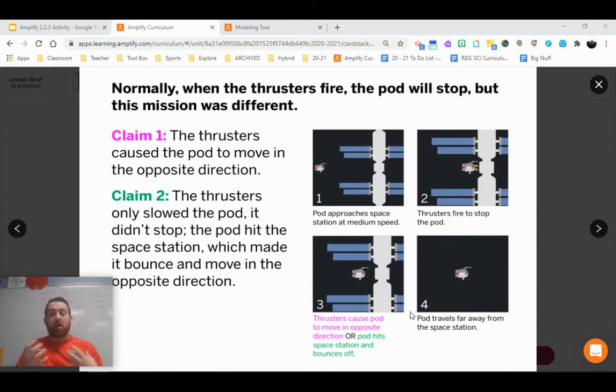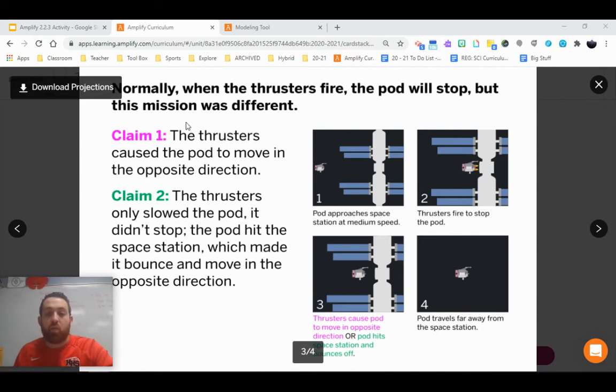So we are going to have to figure out how we're going to use this information, how we're going to connect all these big pieces so that we can model to our space team, "Hey, based on what we know, here's what could have occurred." And we're going to be using our modeling tool to show how we could model claim one and claim two and how both of these claims could have come to be. So let's go ahead and look at how we're going to model these two claims.